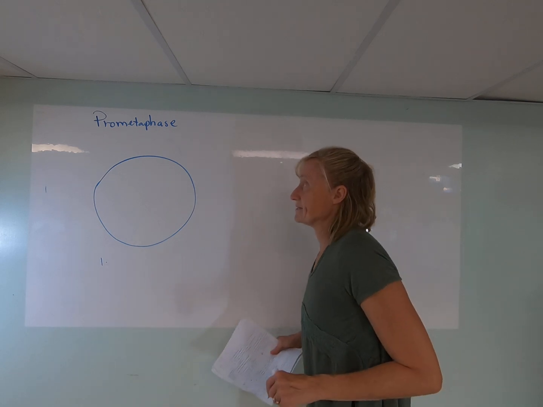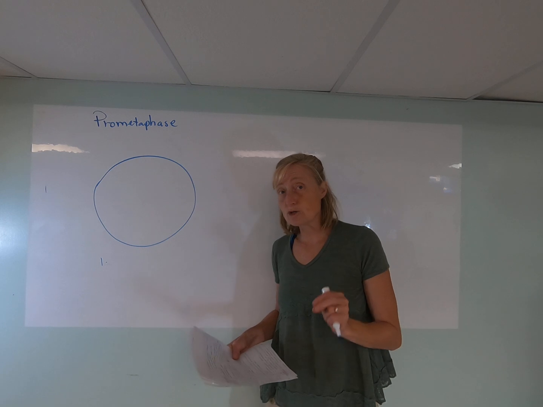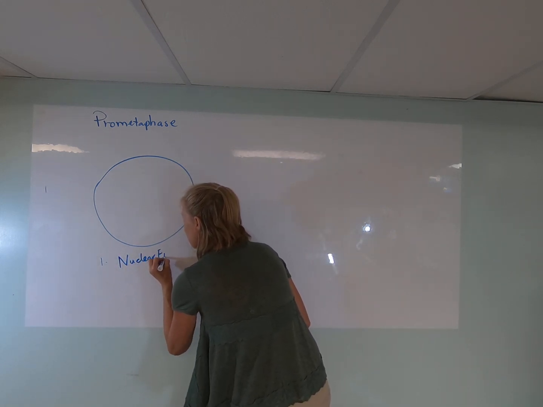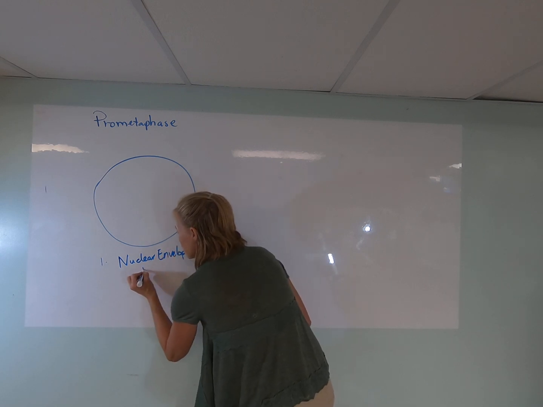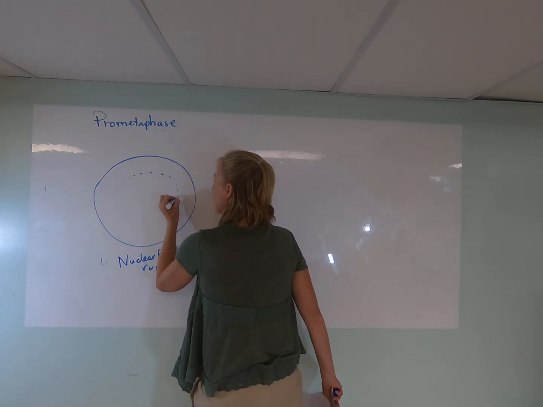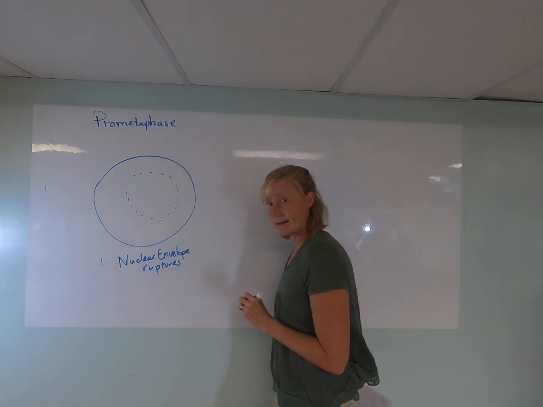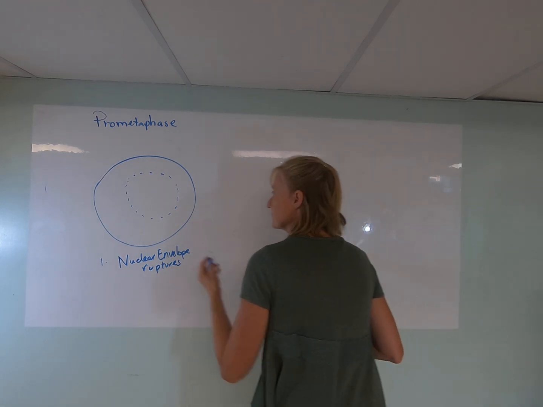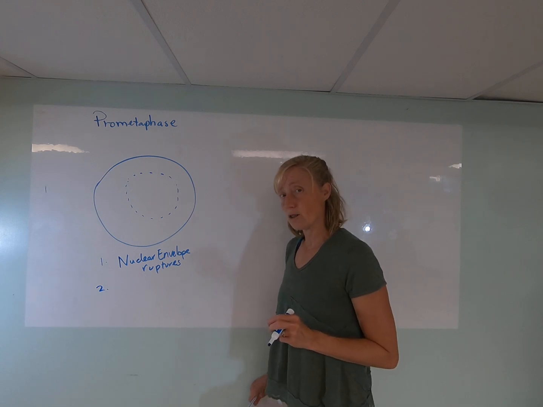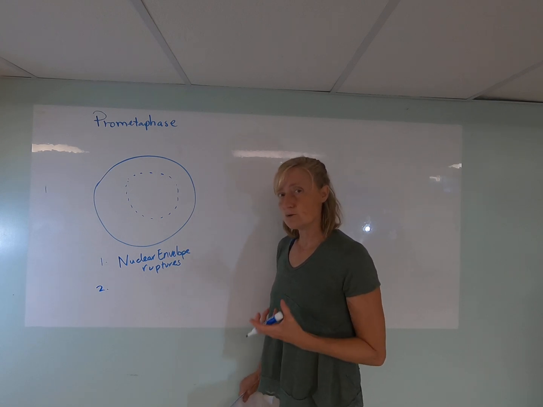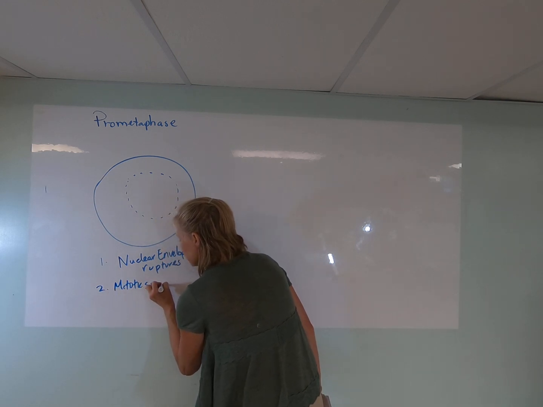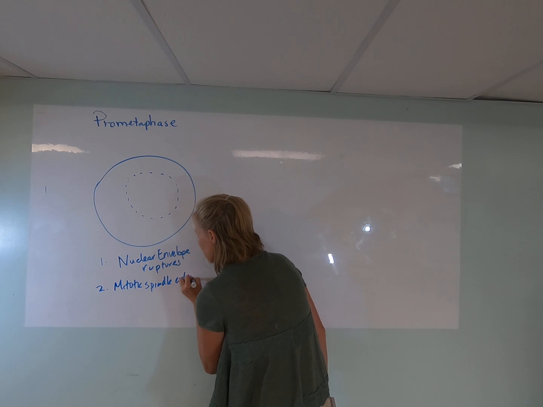Two things basically are going on. The first is that the nuclear envelope ruptures. That means it bursts, and so we get a breaking of that nuclear envelope, like that. I need to put in my chromosomes, but I'll do that in a minute. The second thing that happens is the mitotic spindle that's growing enters the nuclear area, because now we don't have a nuclear envelope anymore.